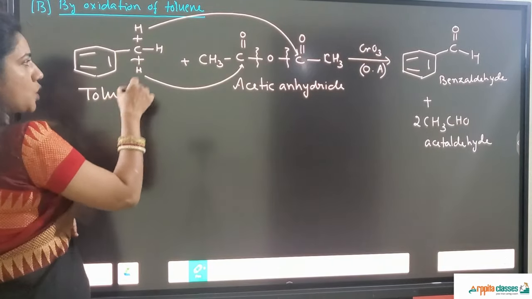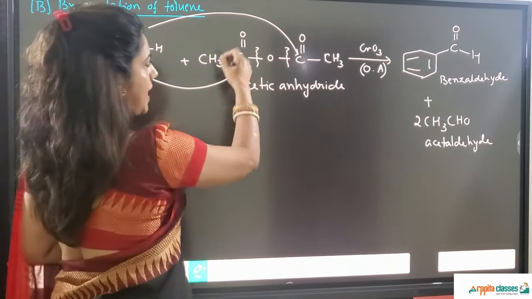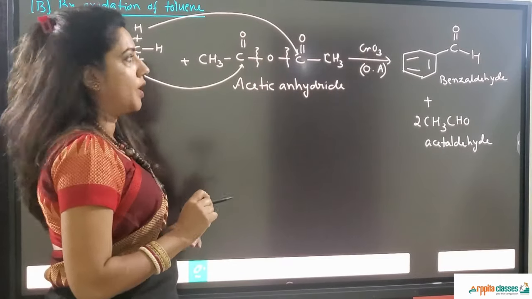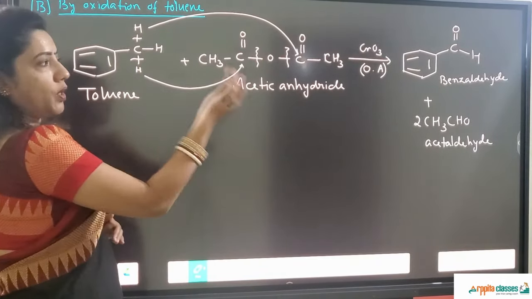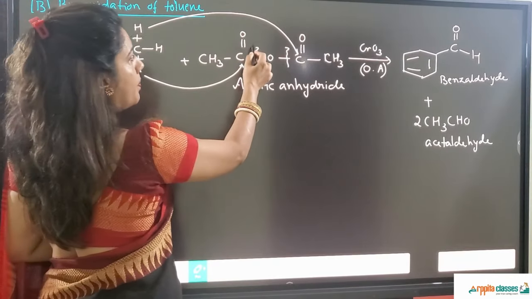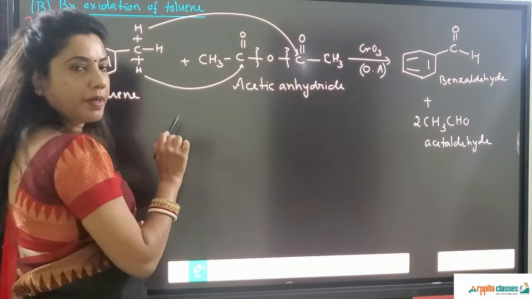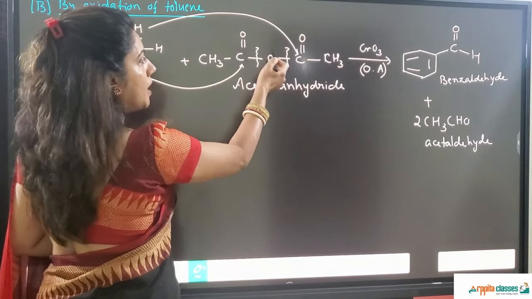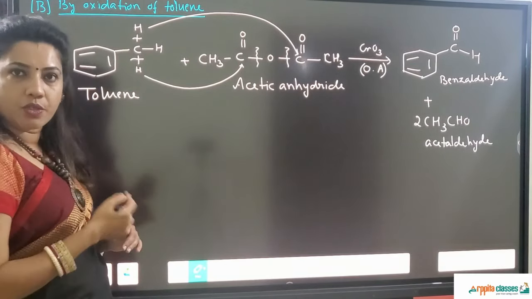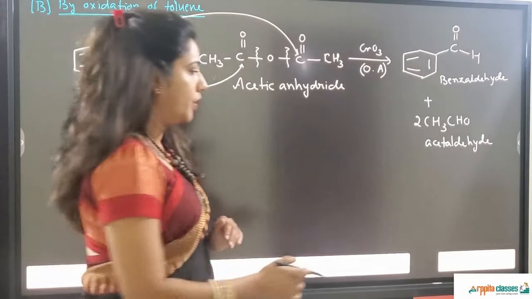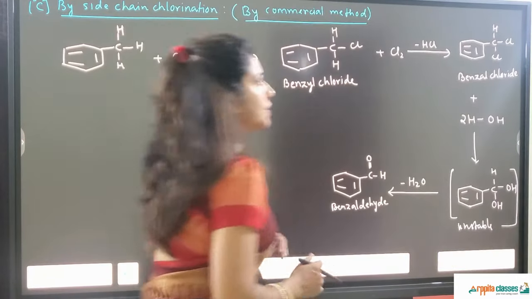So the substrate is toluene again. We are treating that with acetic anhydride in presence of CrO3. Toluene will be oxidized to benzaldehyde. So break these two bonds and give one hydrogen to one carbon. What is remaining? Only oxygen, that you attach to the carbon over here. This is how you need to remember this reaction.